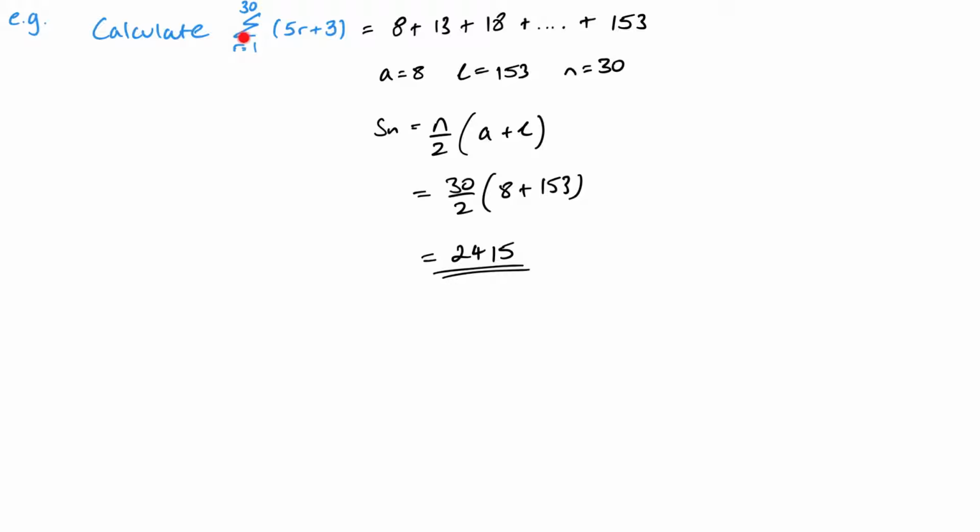Now, just before I go on to the next example, if you've got a large number of terms in your sequence, like in this one, 30, using the sum formula will be the quickest. If you know the number of terms, this formula, A plus L, will be your most efficient method. If you've only got 4 or 5 terms, it's probably quicker to work out those terms and just add them together without using your formula.